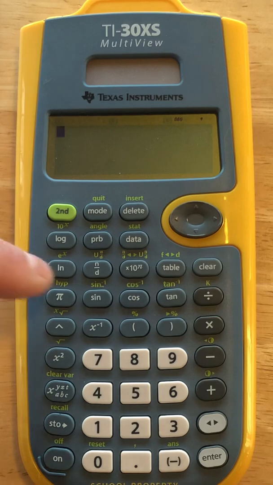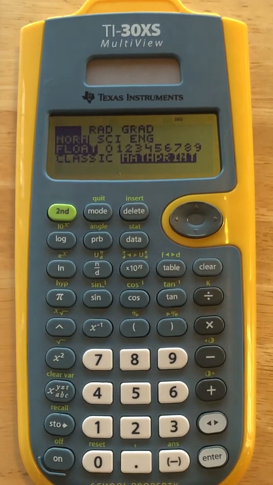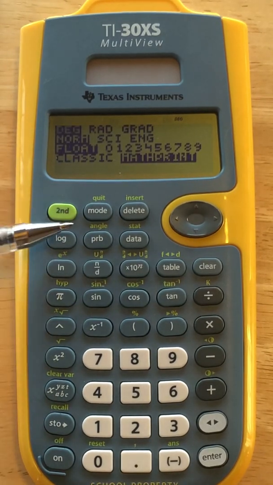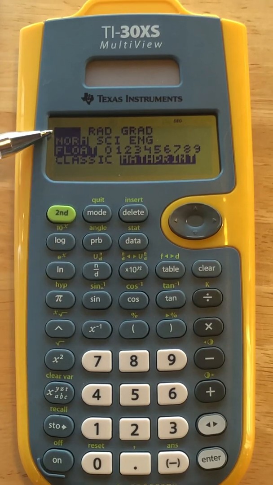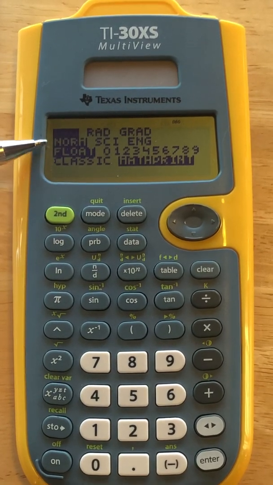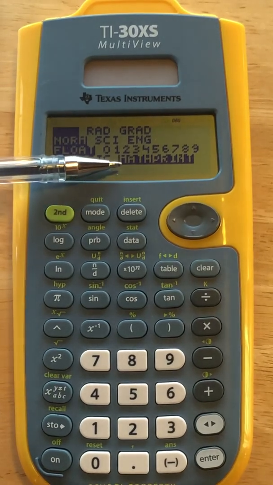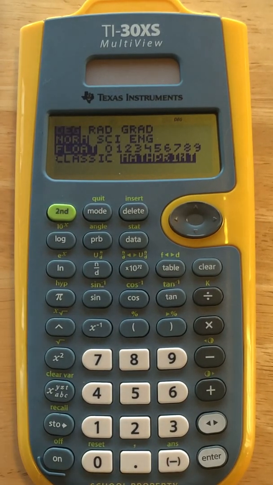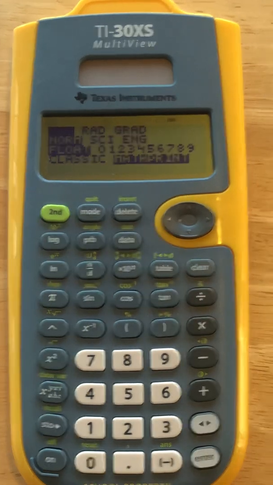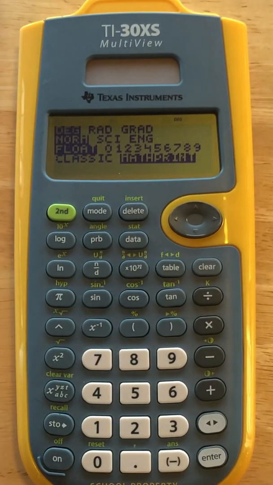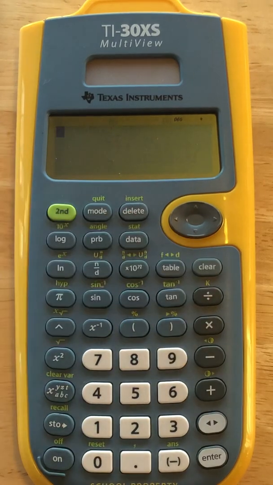Okay, let me go to mode. In mode, you're going to want the degree, the norm, the float, you want all those. And typically you want the math print. That's what's nice about this calculator. It changes all your fractions and decimals for you if you have it in math print. If you have it in classic, everything comes up in decimal. So we'll do it like that. Let me clear it out.